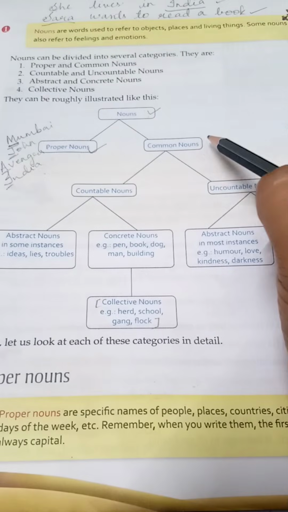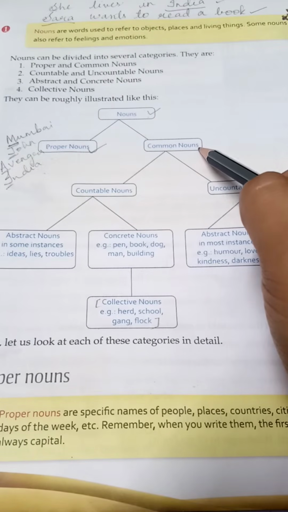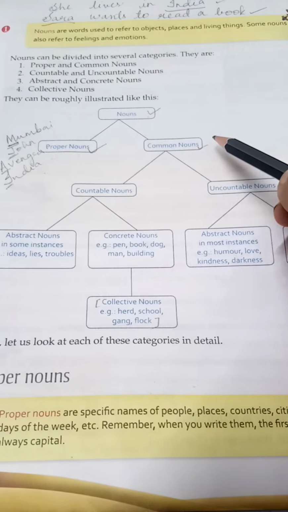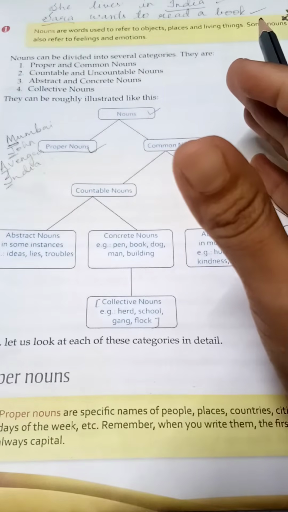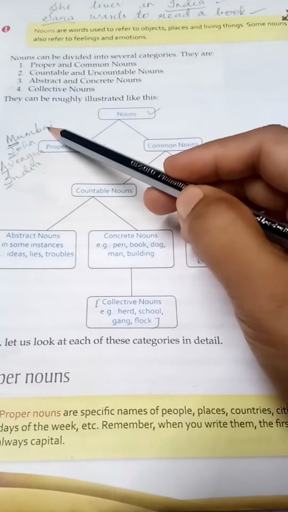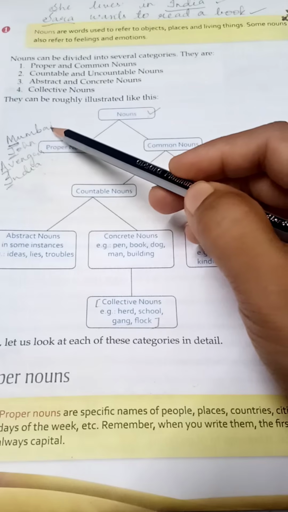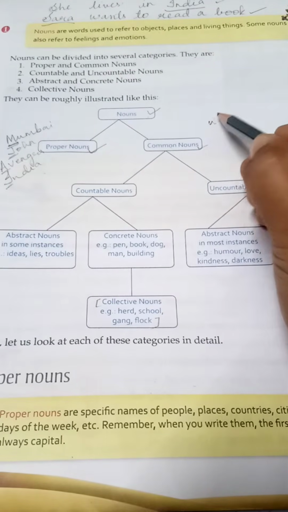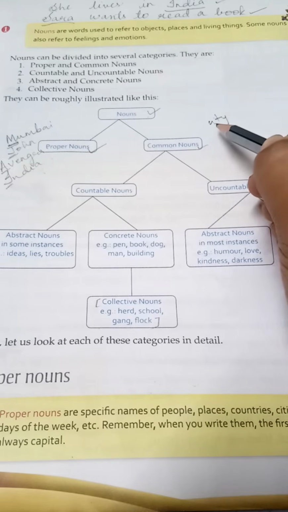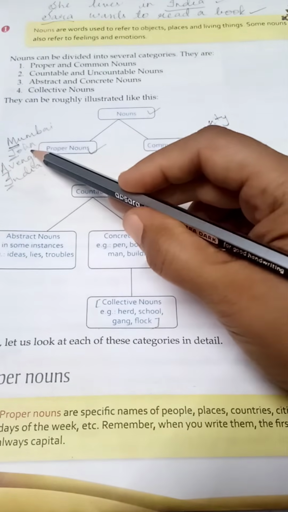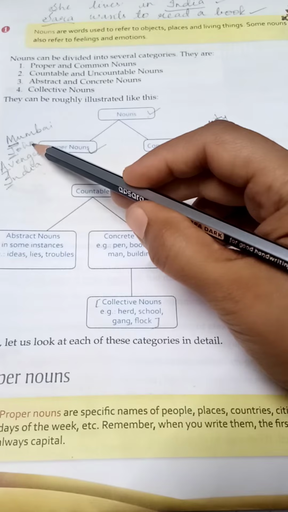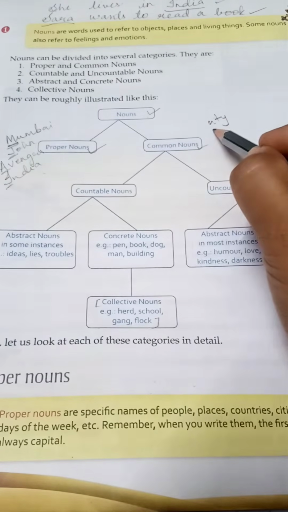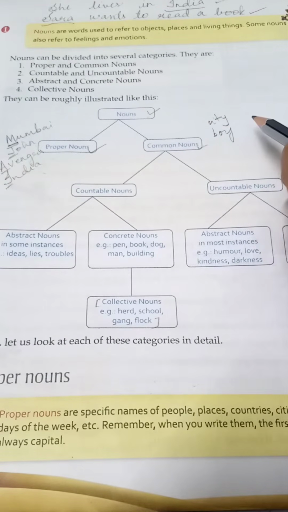Okay, so next moving to common nouns. Common nouns are the nouns which are in general. Like what? Here specifically I have mentioned Mumbai, the name of a city called Mumbai, but we just write it out as city here. Okay, and here John is a name of a person, but in common he is a boy.